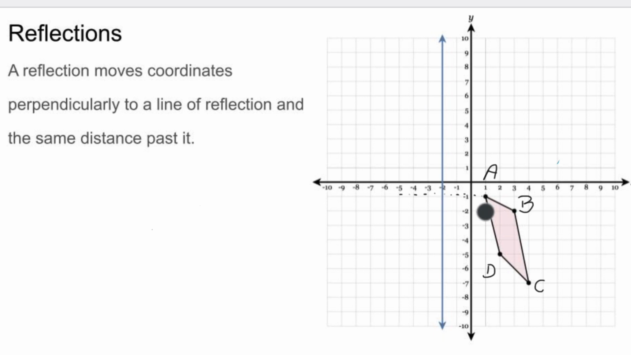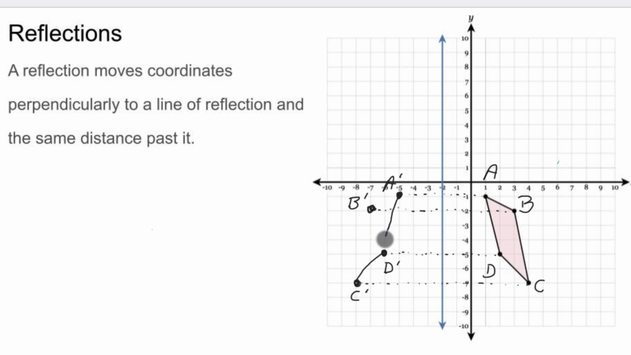So A is 1, 2, 3 spaces from the line of reflection. So you go 1, 2, 3 spaces past it, and this is A prime. B, see B is 5 spaces to the line of reflection, so we go 5 spaces past it, and this is B prime. Point D is 1, 2, 3, 4 spaces to the line, so we go 1, 2, 3, 4 spaces past, and there's D prime. We see that point C is 6 spaces to the line, so 6 spaces past, and we have all 4 of our points.